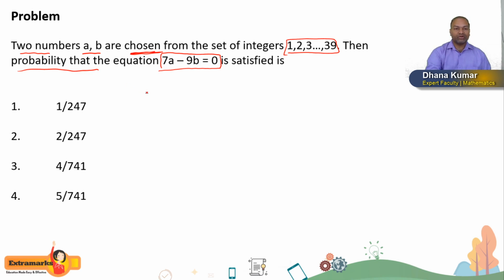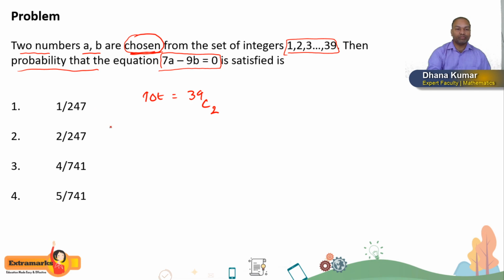Let us see first the total number of cases. Total number of cases means, as I told, without any restriction. Here there are 39 integers. Out of 39, select 2 integers because a, b are only 2. 39C2. That is why from the start I said chosen. The word choose or chosen, I explained in the last session, means apply combination. So out of 39 I selected 2, so 39C2 is the total number of cases.